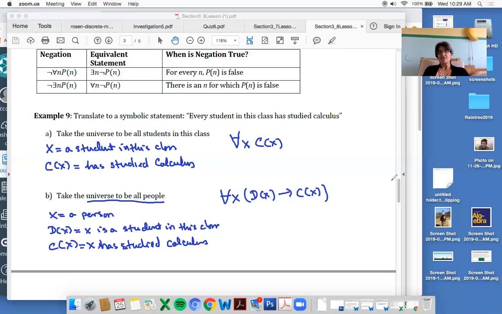Yes. So when you translate, this is really helpful because it defines the universe. So when you say x is a student in this class or x is a person, it specifies what the universe is, right? And then you can translate any propositions.